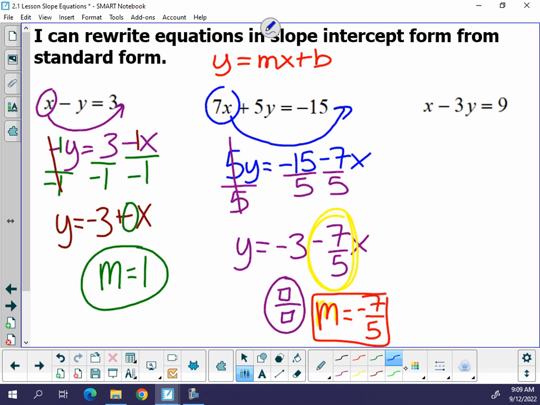So I'm trying to get y all by itself so that I have this form of a line, and that means that the number that's in front of x is going to be my slope. So one last time, I'll move x to the right. When I switch sides, I switch its sign. This minus 3y stays minus 3y. My 9 stays 9. And my x becomes minus x.